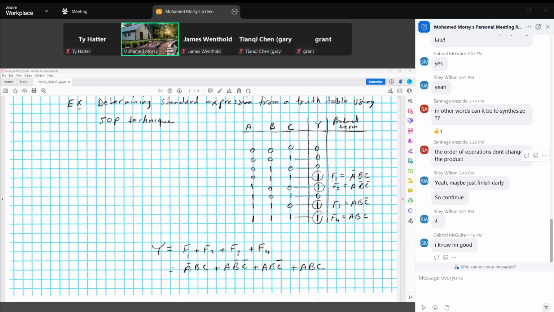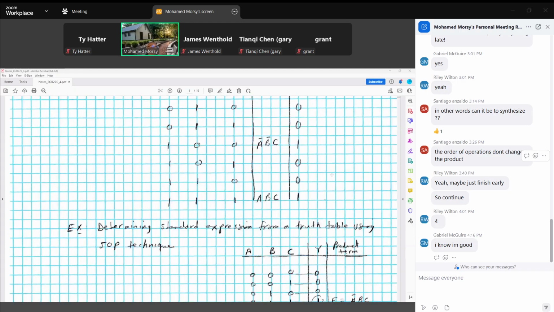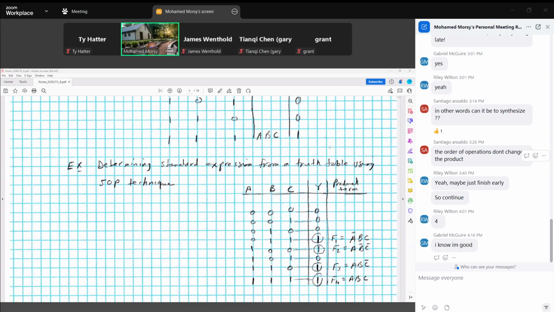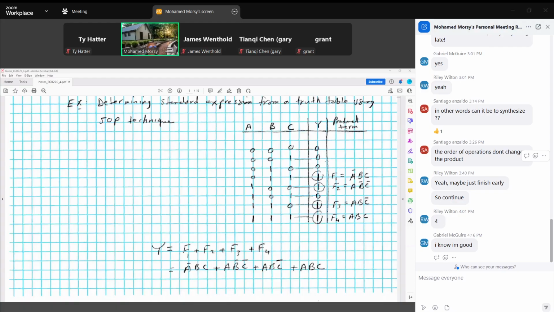So what should the product term be? The first product term, or fundamental term, say F1. F1 is the first term here, F2 is this one, F3 is this one. That's what I mean by F1, F2. So what is F1 here as a product term? Remember, we have 0 here, okay?